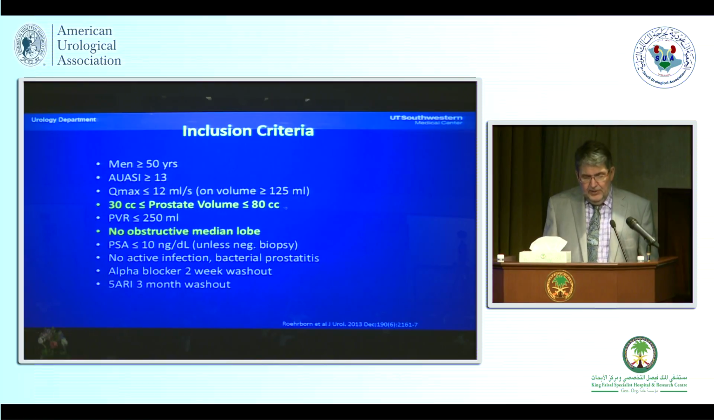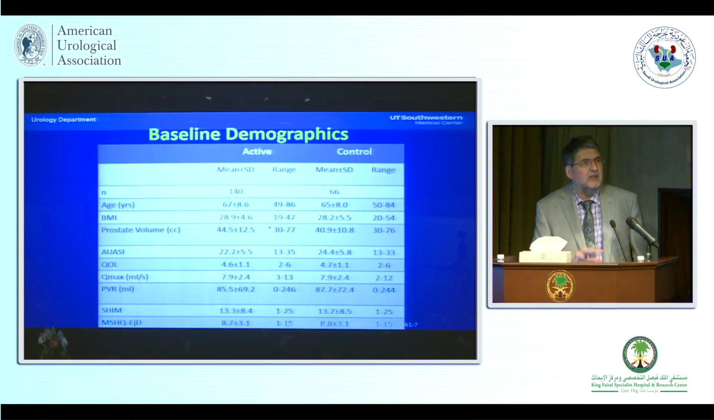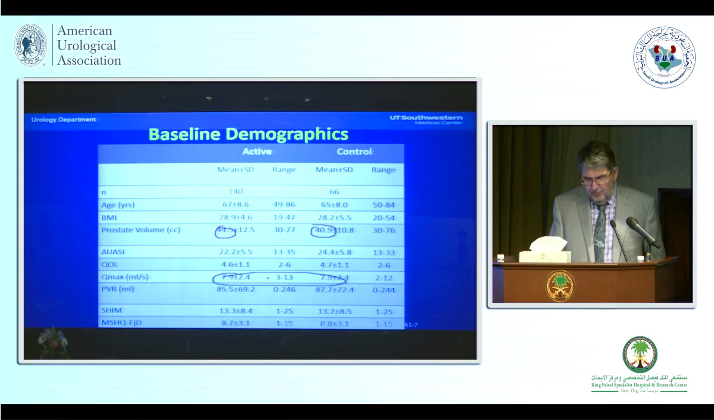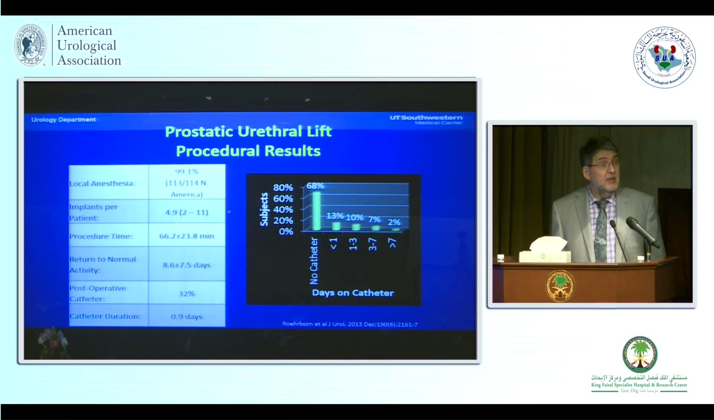So these were men with 30 to 80 gram prostates, but they could not have a median lobe. The company is working on a technique to treat median lobe, but this trial did not treat median lobe. They were average size prostates, 44 grams, peak flow rate around 8 ml per second. And all treatments were done under local except one single treatment. And most of the patients went home without a catheter. Some had a catheter between 1 and 7 days.